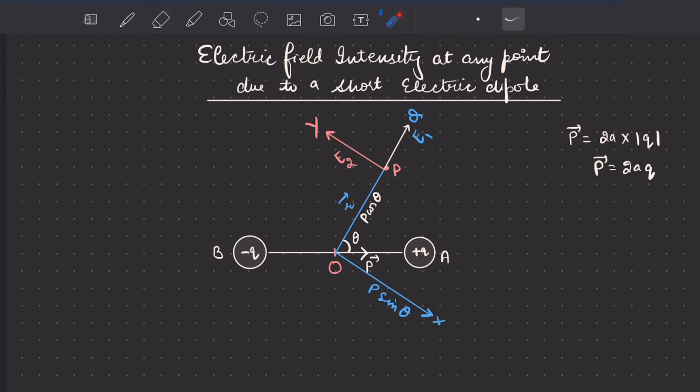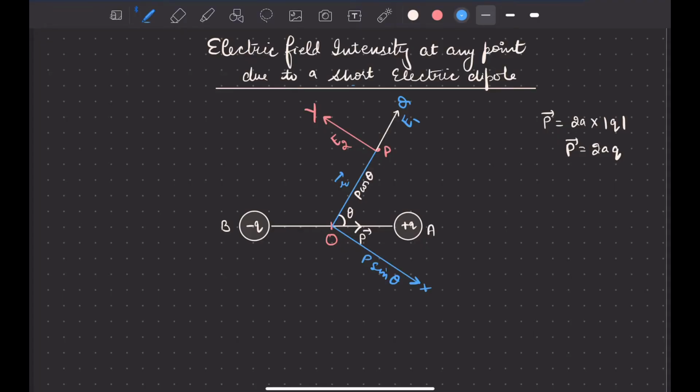Now, if we carefully observe these vectors, E1 vector and E2 vector, these two vectors are originating from the same point of observation P. Now, we have to recall the definition of the parallelogram law of vector addition, according to which if two vectors are represented in magnitude and direction by the two adjacent sides of a parallelogram, then the resultant is represented by the diagonal of the parallelogram. That means if I want to find the resultant of E1 and E2, then I have to complete this parallelogram.